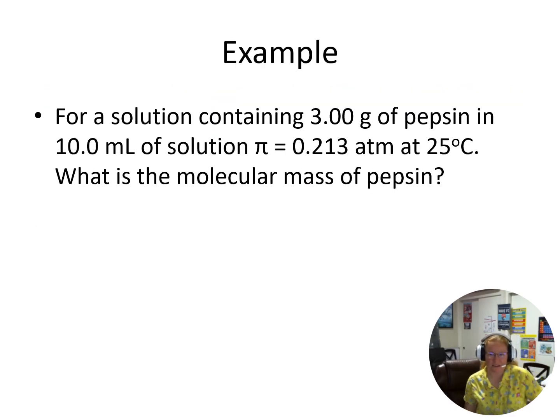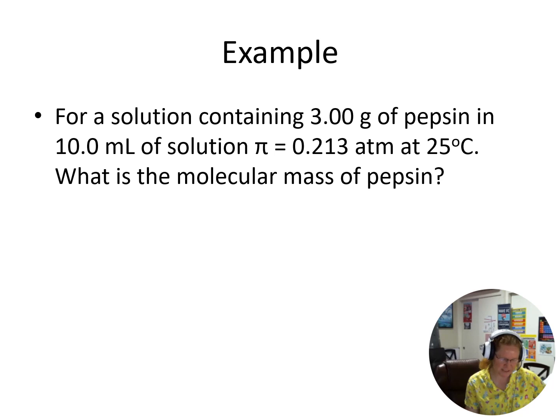All right, so let's try this problem right here. So we've got a solution with 3 grams of pepsin. It's a protein. It's really big. It's a macromolecule. There's 10 mL of solution. We've got an osmotic pressure and we've got a temperature. What's the molecular mass? All right, so this is kind of similar to that other problem that I want you to try. So we're going to go through this, and this might help you with the other problem.